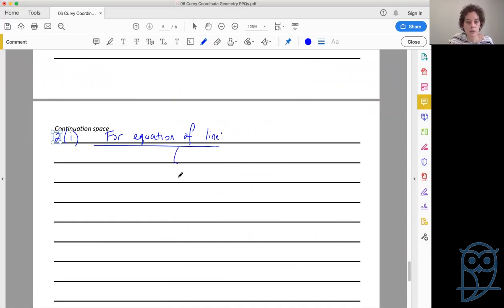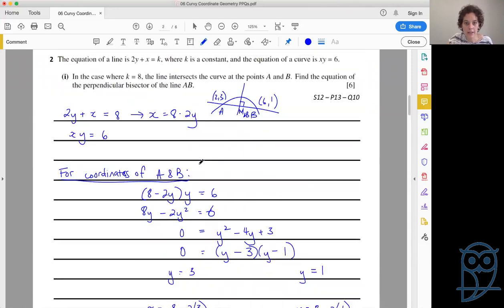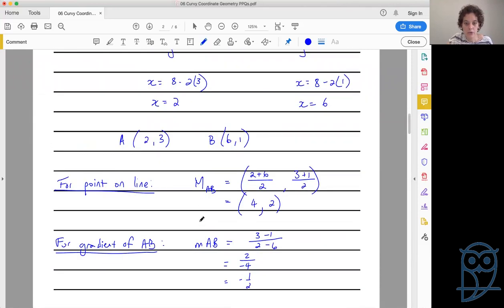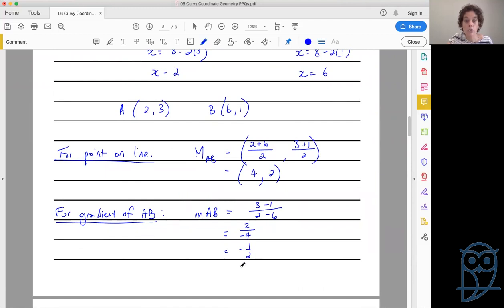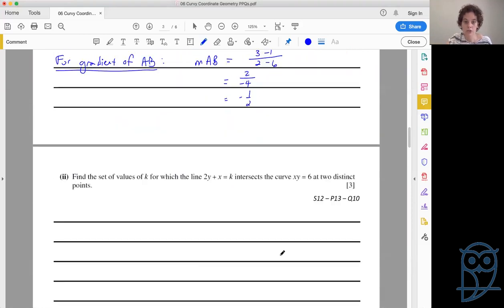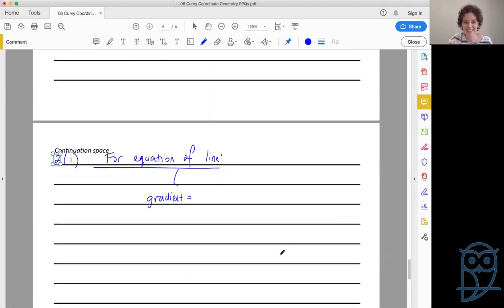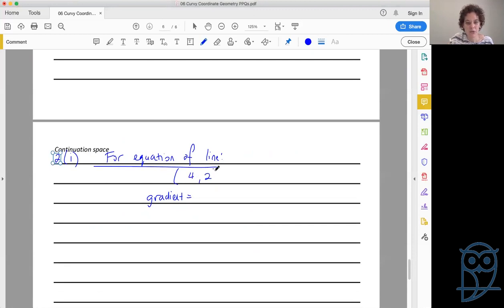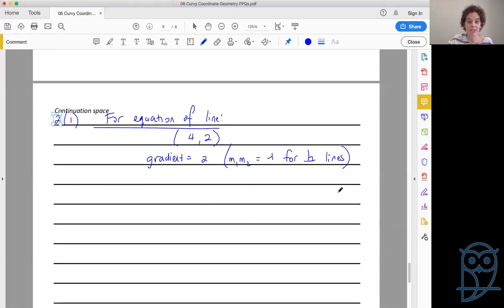So our point was, and our gradient equals. So rewind, point is (4, 2). Gradient is going to be 2, because remember perpendicular, we're going to flip and change the sign. So (4, 2), and 2, and we remember it. Remember, we don't just randomly write it down. m1 times m2 equals minus 1 for perpendicular lines. Now we can go for it.